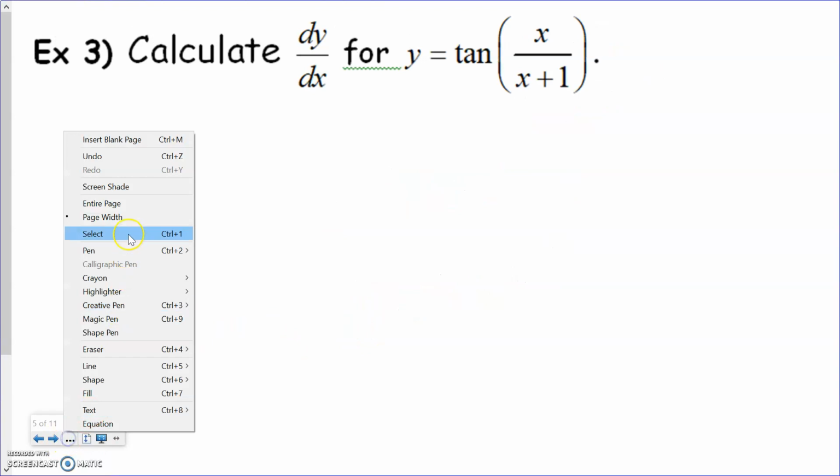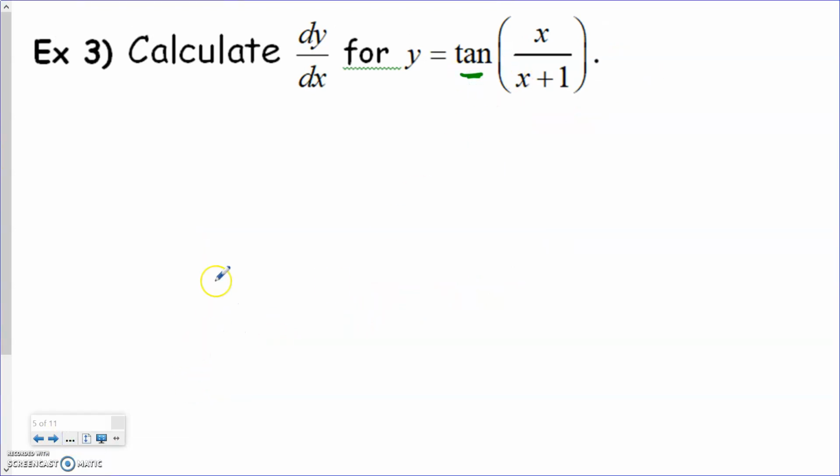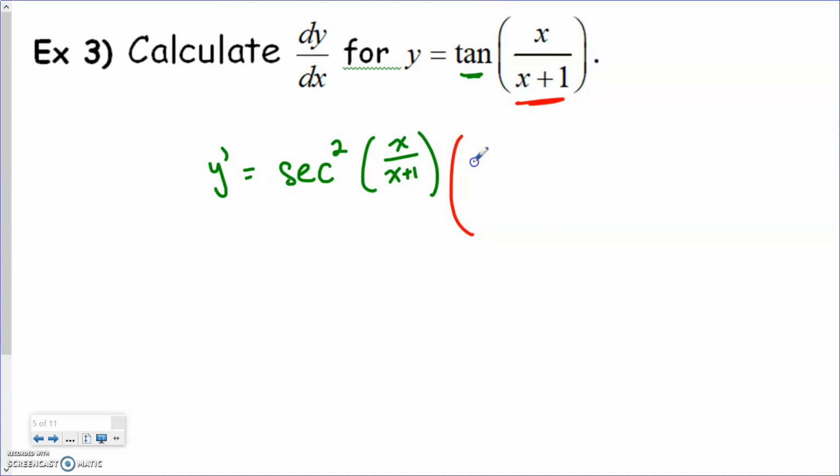Okay, next one. You're going to have to combine a couple rules together here. So we have tangent as our outer function. So the derivative of tangent is secant squared. Keep the inner function the same for now. And then take the derivative of the inner function, which is a fraction, so we need to remember low d high minus high d low over low.